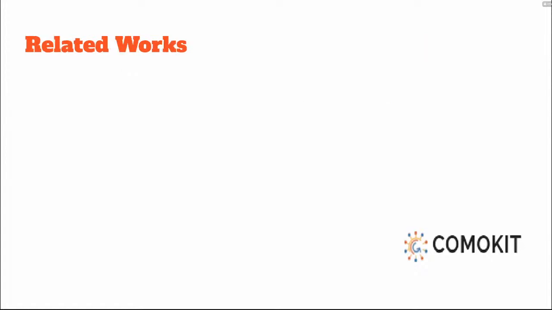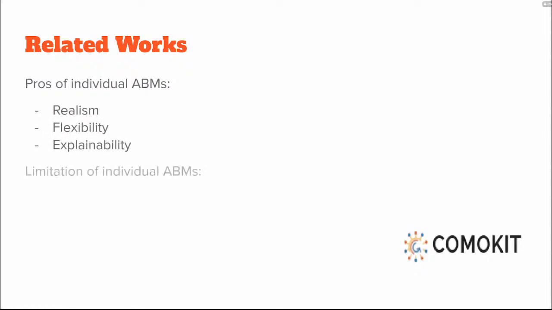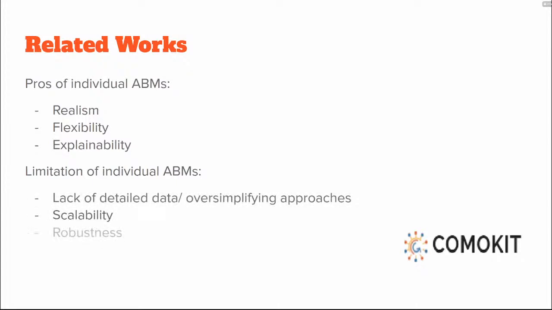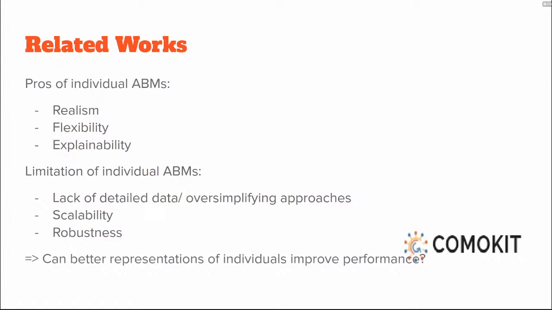Some of the pros of the individual agent-based model, as mentioned, are a very high level of realism, flexibility, and a high level of explainability. However, many criticisms mention the scalability and robustness. So one approach is, can we find a better kind of representation of individuals that can help us improve performance and provide better findings for policy makers?